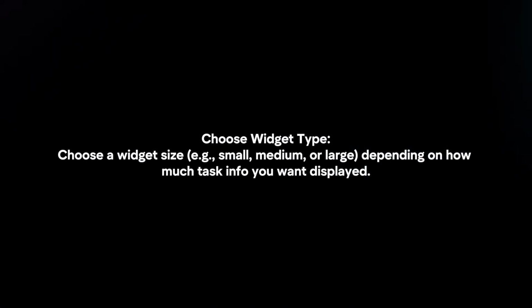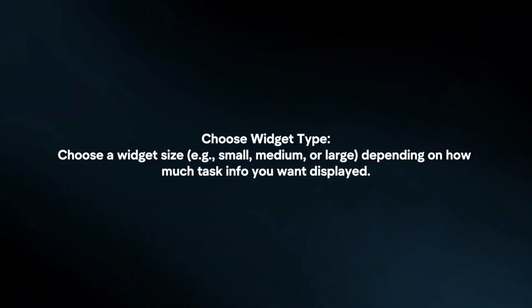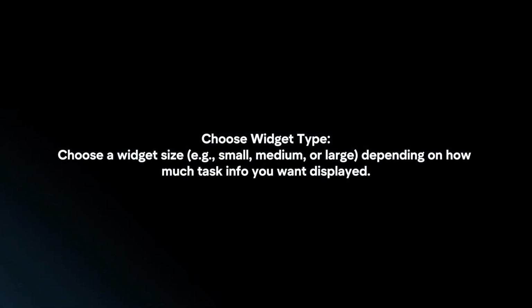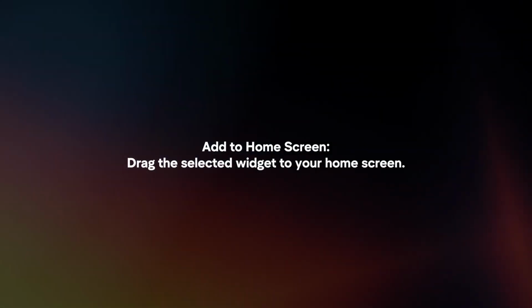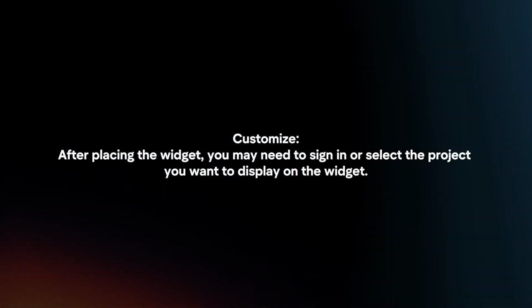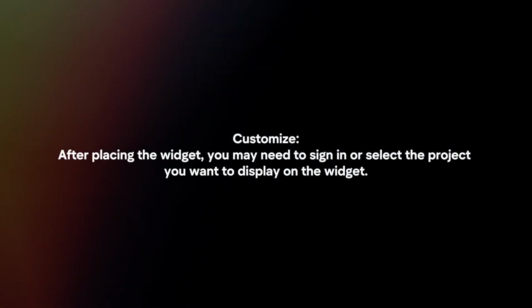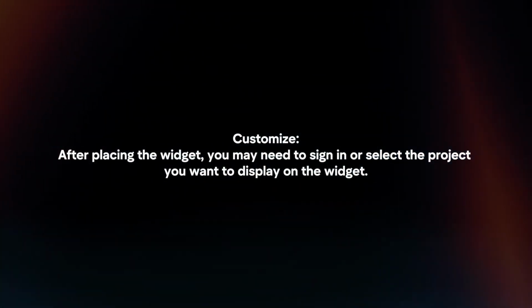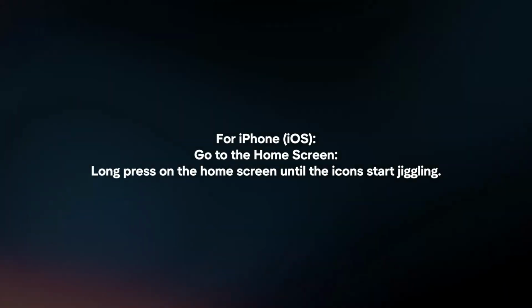Choose widget type. Choose a widget size depending on how much task info you want displayed. Add to home screen. Drag the selected widget to your home screen. Customize. After placing the widget, you may need to sign in or select the project you want to display on the widget.